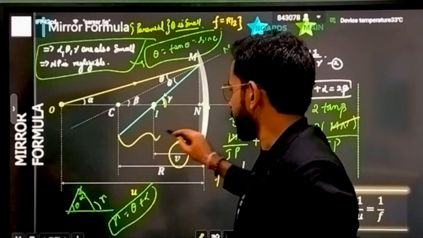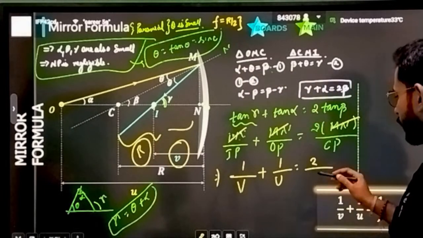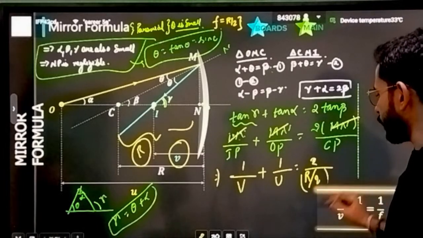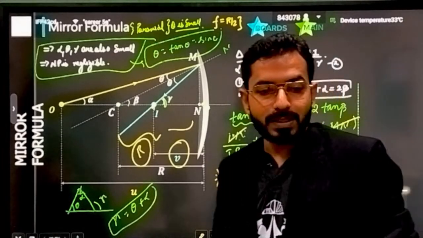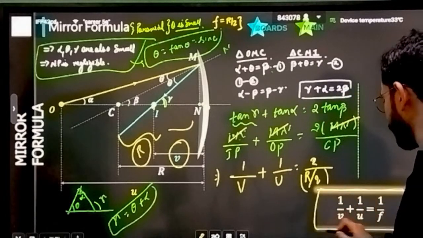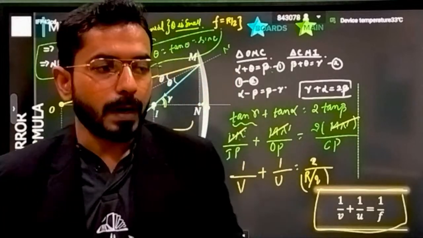What is this CP? This is nothing but the radius of curvature. Yes or no? So what you can write here also, it will be the radius of curvature. Remove this 2 here and write it R by 2. And what is R by 2? R by 2 is nothing but the focus. That means our mirror formula is going to be 1 by V plus 1 by U is equal to 1 by F.